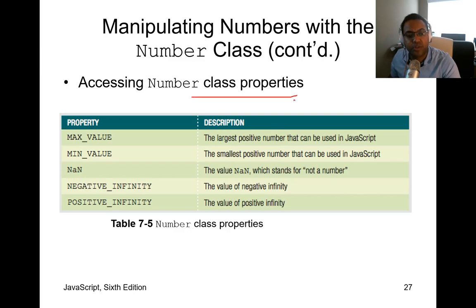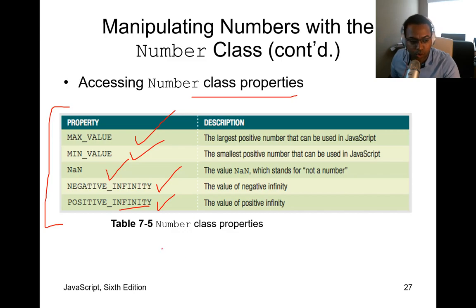All right, so accessing number class properties. I'll let you guys go over this yourself, but max value means the largest positive number that can be used in JavaScript. Min value is the opposite of max value. NaN literally means not a number. So if you ever see it, it doesn't mean your grandmother or nana or nanny. It literally means not a number. Negative infinity and positive infinity, just understand that infinity is the operative word there. There are instances where infinity is a valid answer.